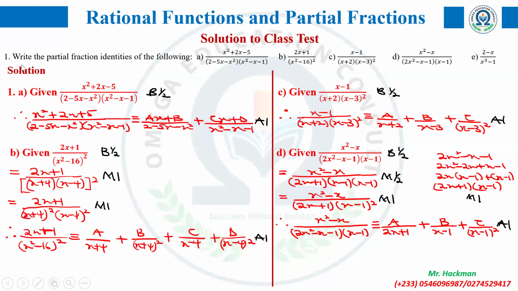Now let's look at the first question. This was the first question: write the partial fraction identities of the following. Remember, I've told you, anytime you are writing any exam, immediately you read the question, never forget to underline the salient part, if any. So we are going to strictly go by that. Write the partial fraction identity, so you underline identities. Very critical.